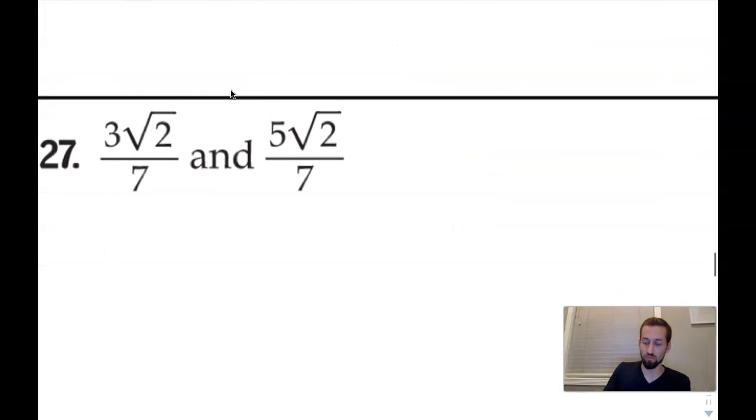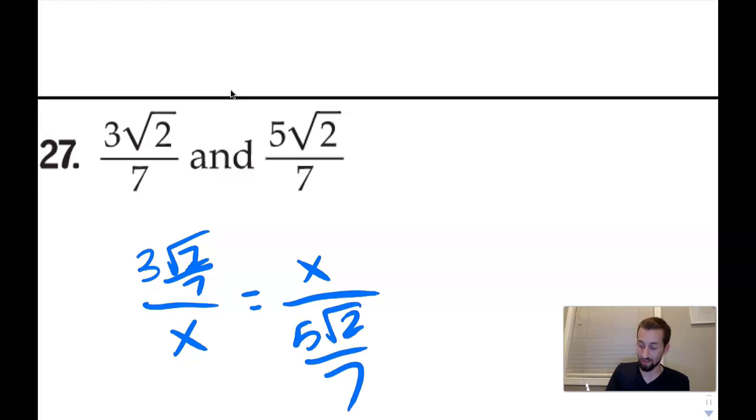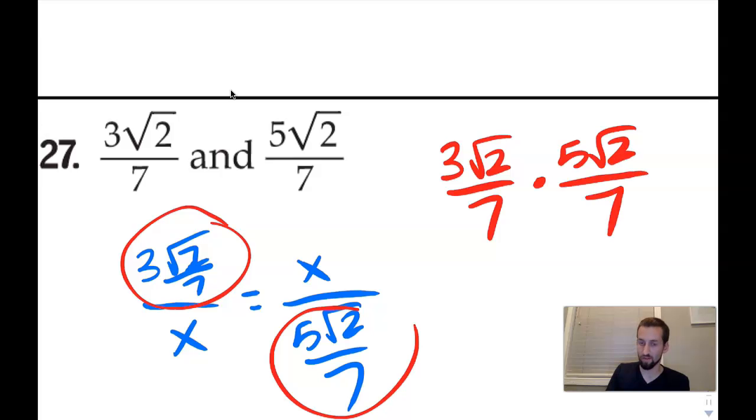This one says find the geometric mean, and I just thought this looks fun, right? Geometric mean is the number that is between these guys, and all they're really asking us to do is multiply together. So I've got some ugly math here, right? Just in terms of these guys being multiplied together. So 3 square root of 2 divided by 7 times 5 square root of 2 divided by 7.